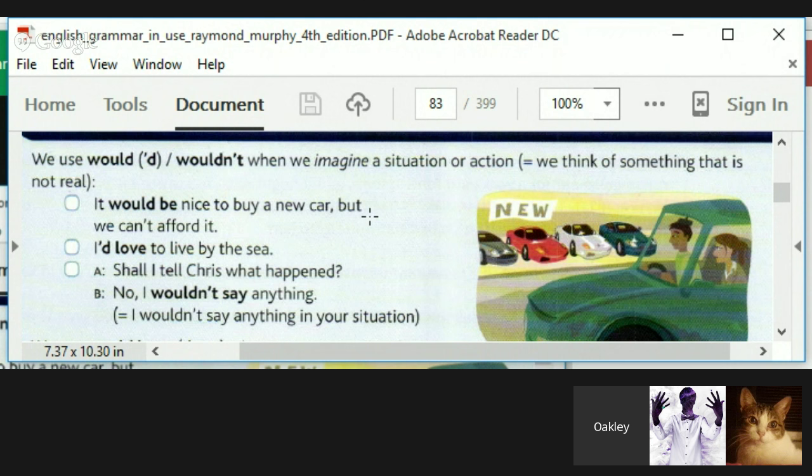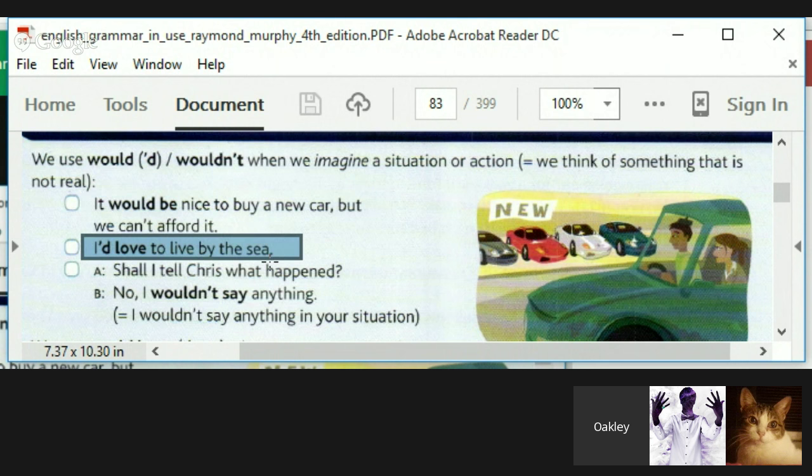All right, here we go. Would. Would and wouldn't. Okay, to start off with, would is the sort of subjunctive, the imaginary, the hypothetical modal verb. When we're imagining a situation or an action, when we think about something which is not real, not really real, not part of our physical known reality. For example, it would be nice to buy a new car, but we can't afford it. Well, all right. It would be nice is a very common phrase, by the way.